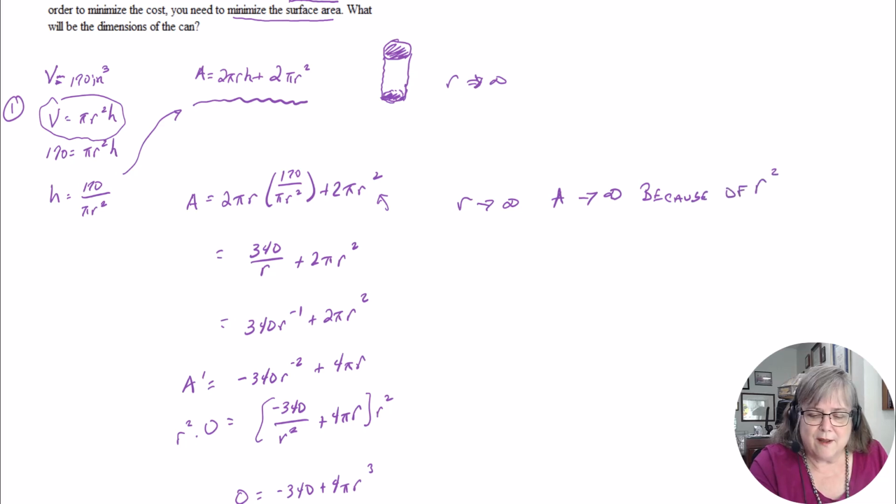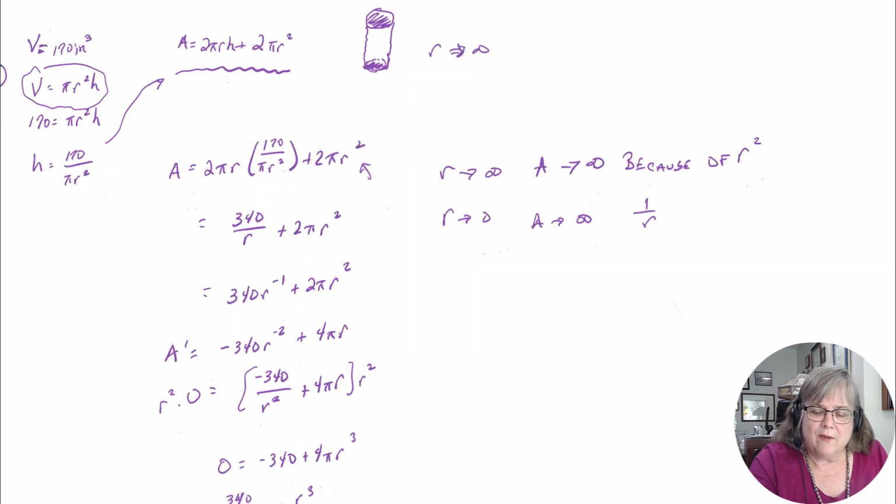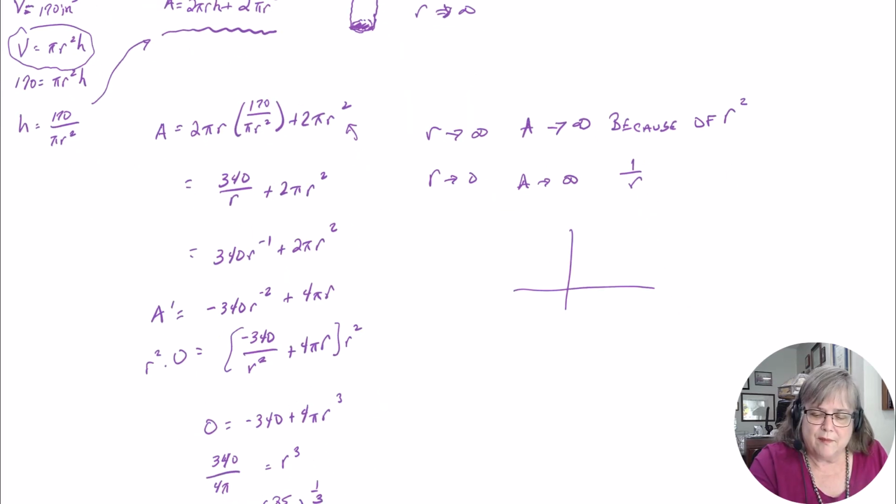Now, granted, it's not quite true that you have absolutely no limits on it, because you have to go buy the materials and it still has to make a can. But theoretically, according to math, as r goes to 0, a goes to infinity because of the 1 over r. And if you have a function that goes to infinity as you get farther out this way, and goes to infinity as you get closer to here, then there has to be some sort of a minimum in there.